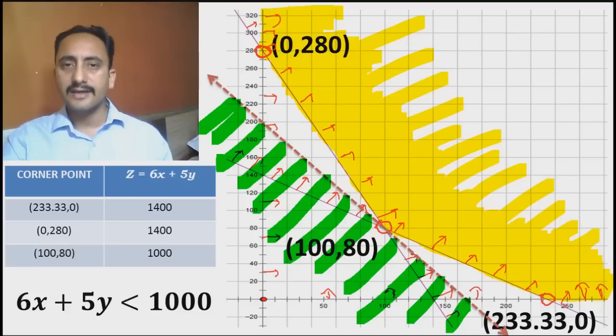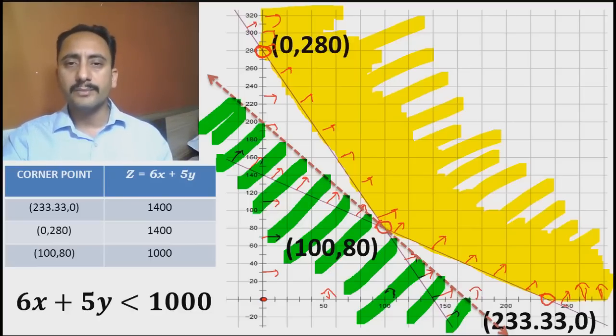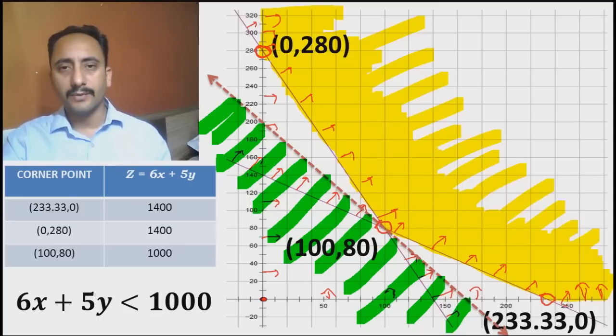In case if we obtain some common points or common region between yellow and green portion, in such cases the solution will not exist, means there will not be any minimum or maximum value of objective function in that specific question. So students, this was all about the linear programming problems for bounded regions and unbounded region.